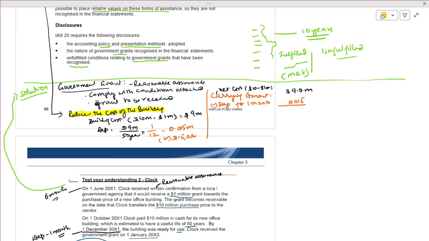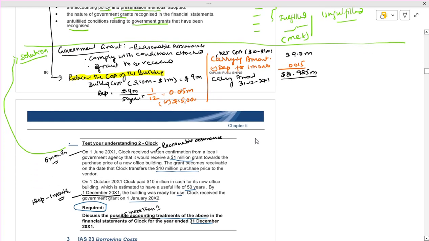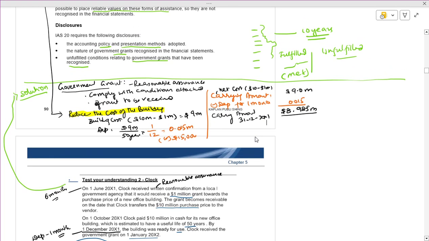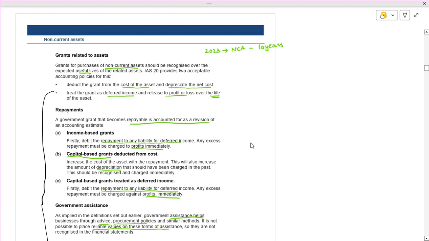Now how much is there? If you take 9 minus 0.015, it comes to 8.985 million. This is the carrying amount as on 31st December 2001. That's what they are asking. This is with respect to what? See, again I am giving reference. This is with respect to deducting the grant from the cost of the asset.